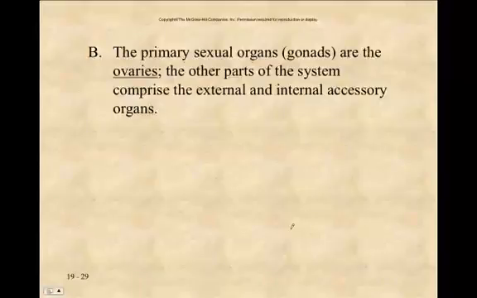So the primary sex organs, of course, or the primary sex gonads for the females, are going to be the ovaries. The ovaries are going to be the site of egg production. And the other parts of the system are going to consist of some of the external and internal accessory organs. But again, the primary sex organ is obviously the ovaries. Remember, the primary sex organ or gonads in the male were the testes. So here it's the ovaries.